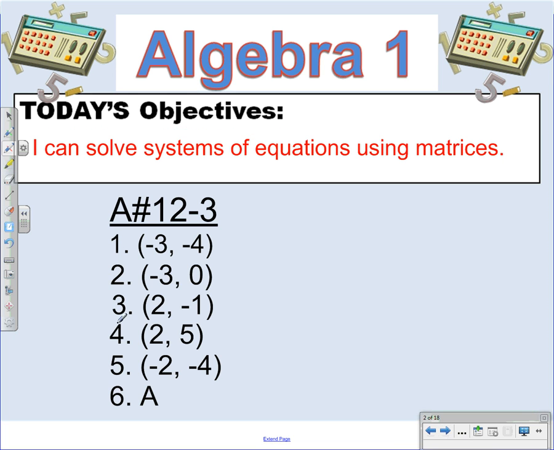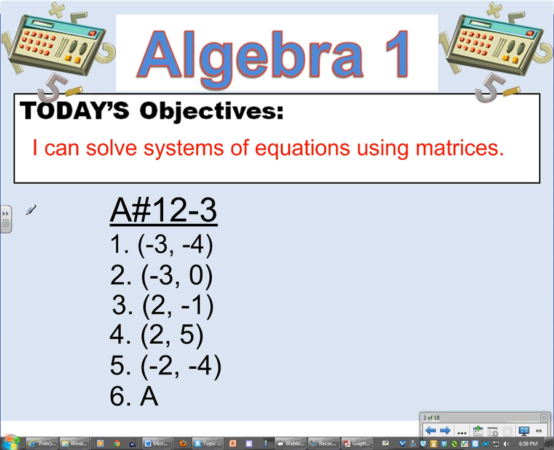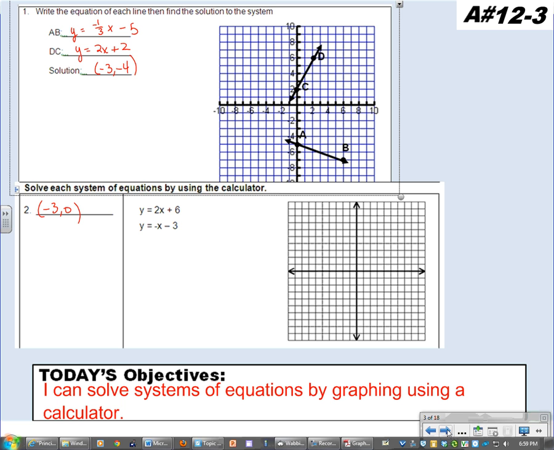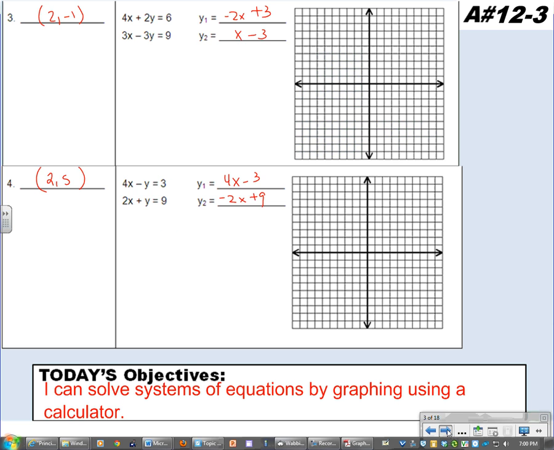Before going on to our topic for today, here are the answers for assignment 12-3. If you need more time, you need to pause the video in order to check your answers properly. Here are the answers with their particular graphs. Again, pause the video if you need to.